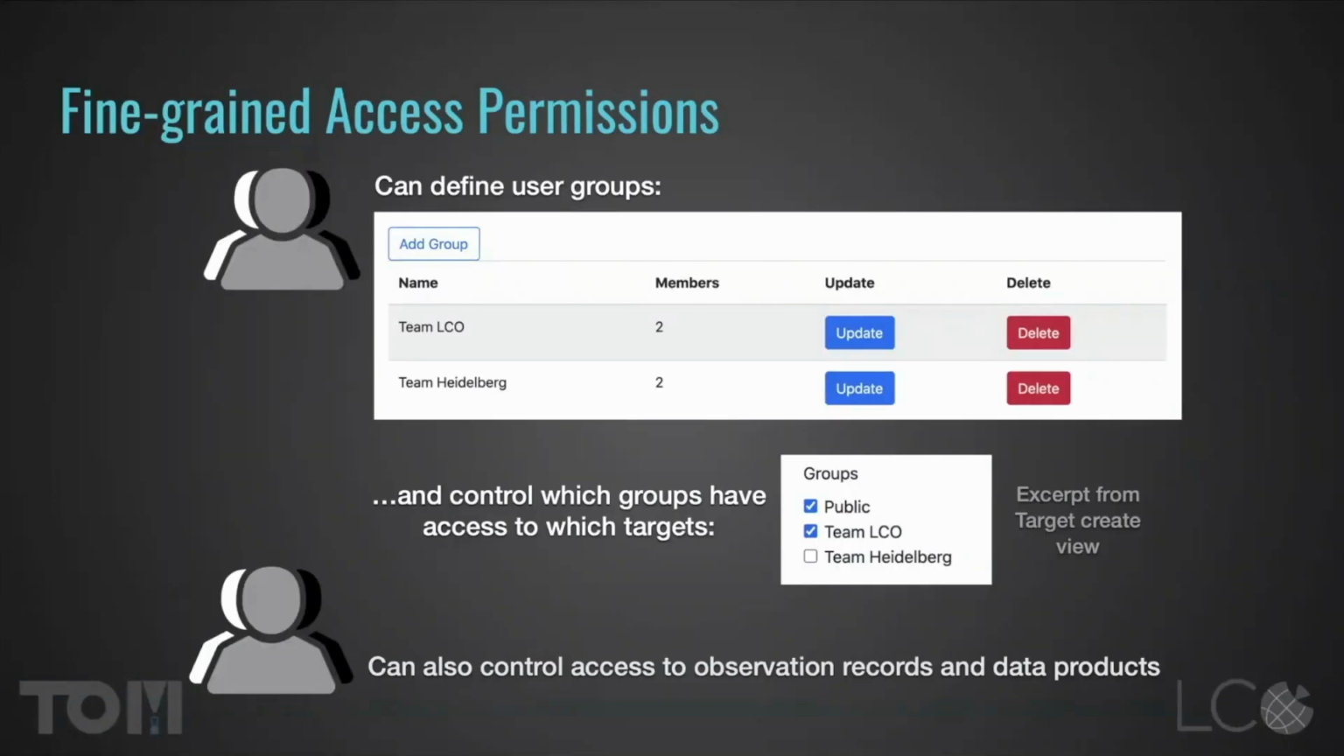The toolkit has a number of features that offer project teams flexibility in how they run their program. The first is access control permissions. By default, any TOM user can access anything in the TOM, but we recognize that not all projects can work that way. Users can then indicate which groups should have access to which targets by selecting appropriate checkboxes, as you can see from this section of the Target Create view. Similar access controls can also be applied to records of observations and to data products at the discretion of the administrator.